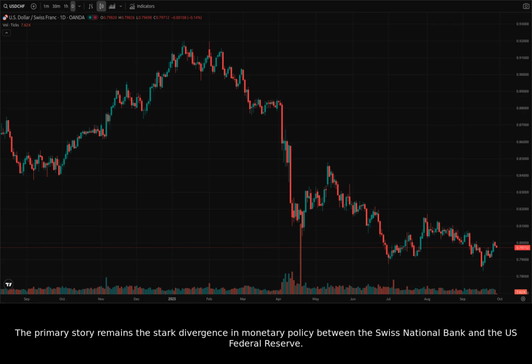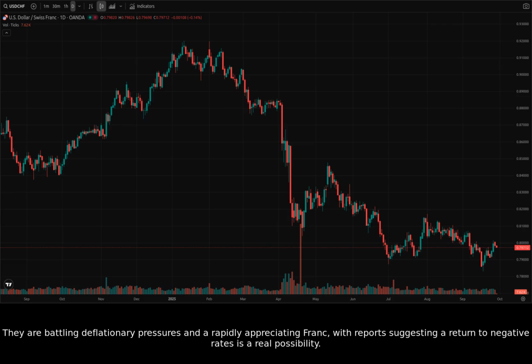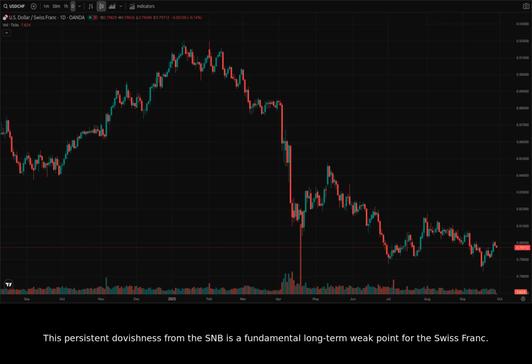The primary story remains the stark divergence in monetary policy between the Swiss National Bank and the U.S. Federal Reserve. The SNB has been extremely dovish, implementing a series of rate cuts that have brought its key interest rate down to 0%. They're battling deflationary pressures and a rapidly appreciating franc, with reports suggesting a return to negative rates is a real possibility.